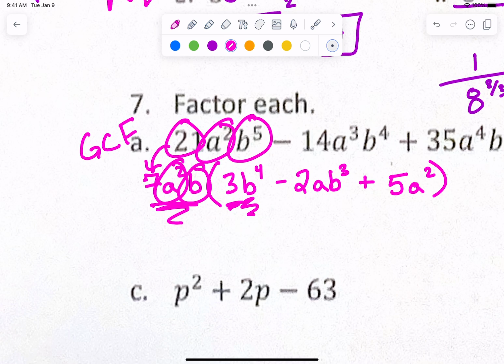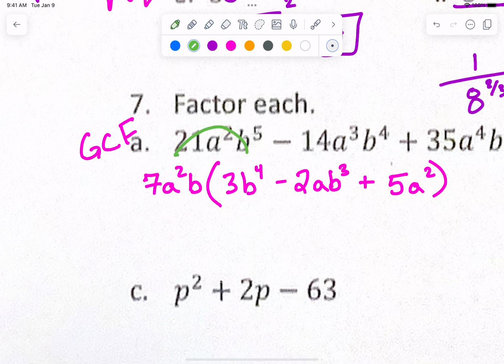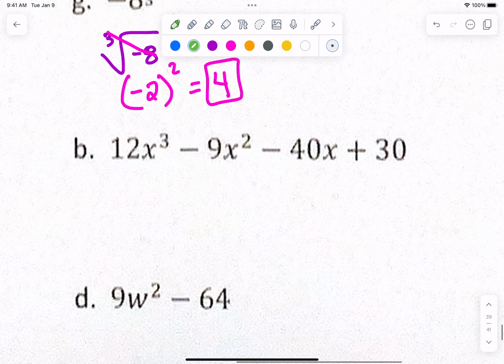Now, if you're confused, I would so legit do this. Multiply them back through. 7 times 3 is 21. A squared, and there's no A's, so I have A squared. B times B to the 4th is B to the 5th. And make sure it matches. Does that make sense? Distribute it back through, like foil it back out. Okay? Now you don't have to write it down. You could foil it back in your head, right? Like just look and make sure that it ends up being the same, right? Okay? All right, B.